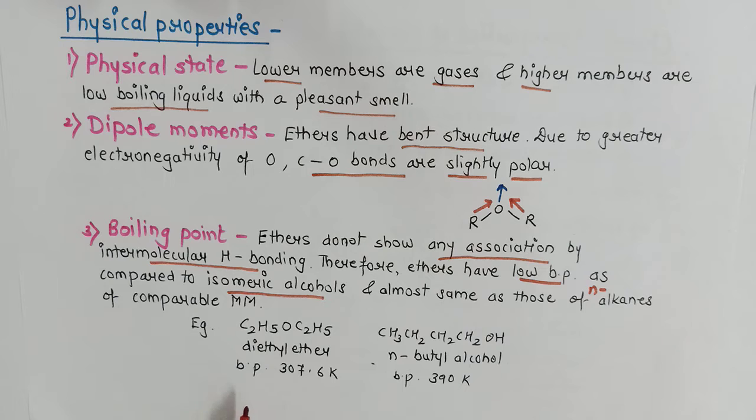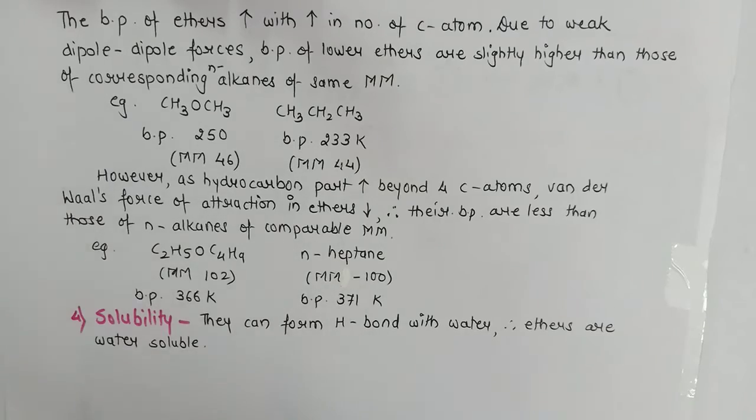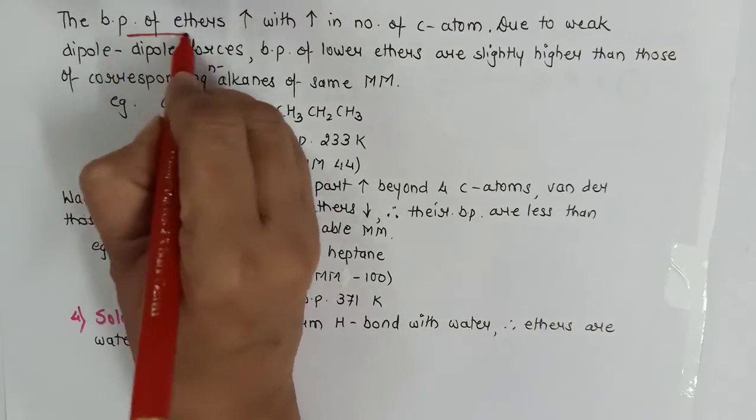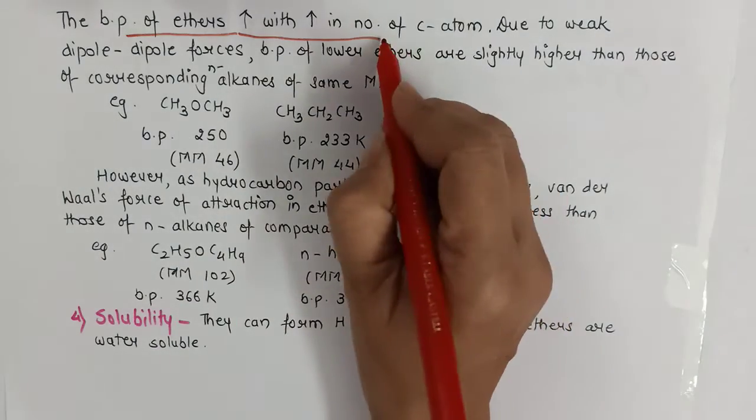For example, I have taken here diethyl ether. Its boiling point is 307.6 Kelvin, and N-butyl alcohol, which is the isomer of diethyl ether of the same molecular mass, boiling point is 390 Kelvin. There is a great difference. But there are certain changes as the number of alkyl group increases. The boiling point of ether increases with increase in number of carbon atom.